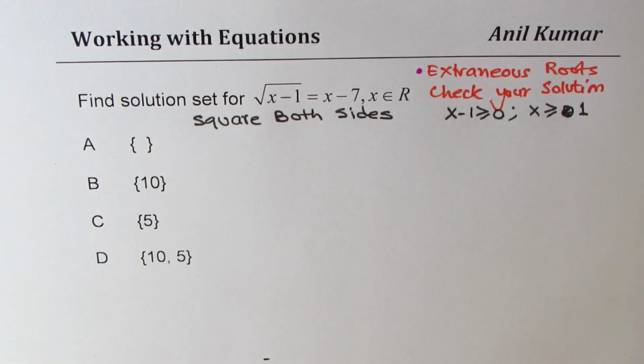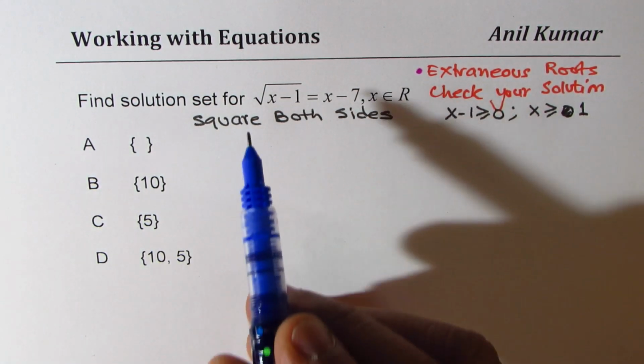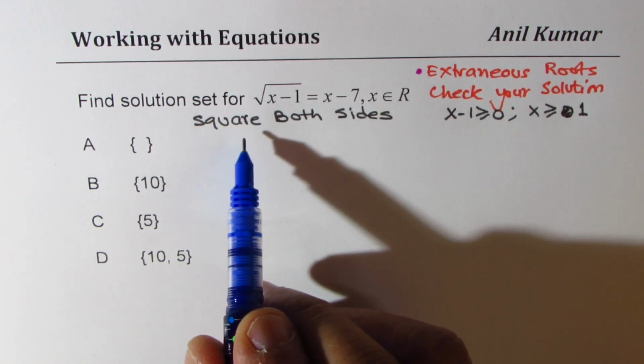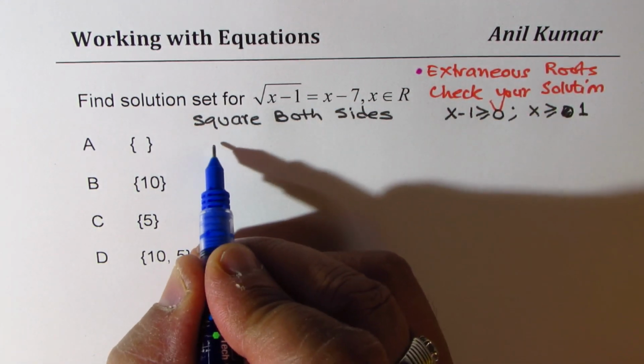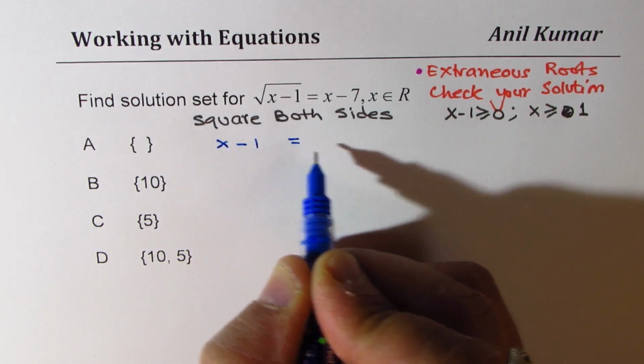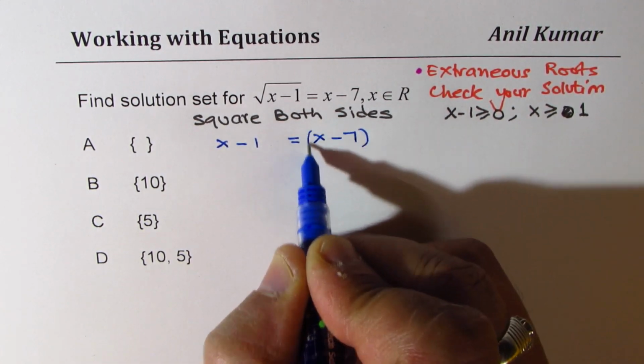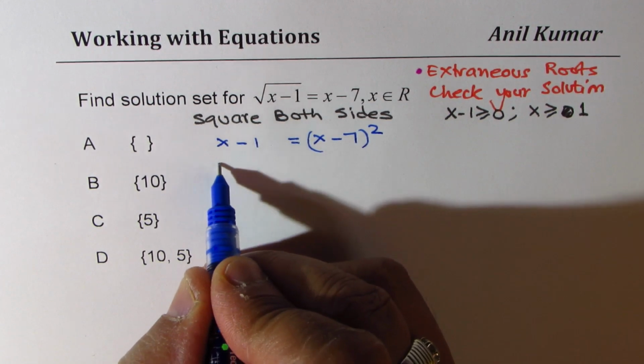That is what you do with any square root equation. Perfect. This is your first step. So when you square, you get x minus 1 equals x minus 7 whole square. We'll of course square this and expand.